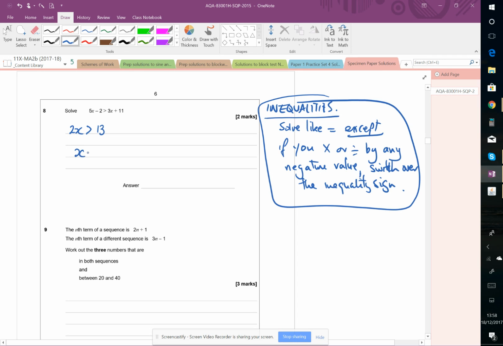So now we simply divide both sides by 2. Again, we're not dividing by a negative number, so we're okay. So x is greater than 13 over 2.